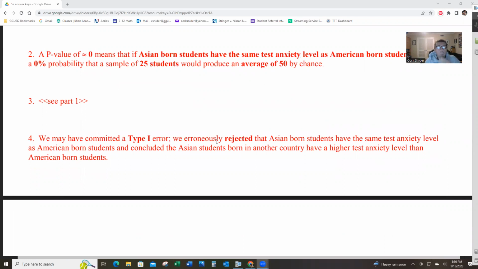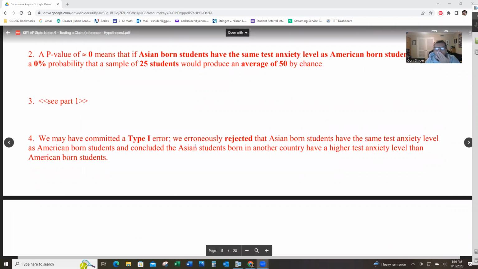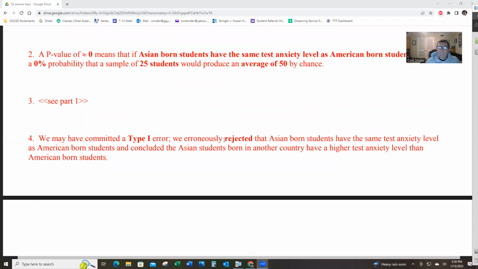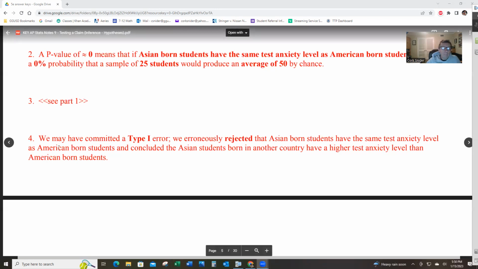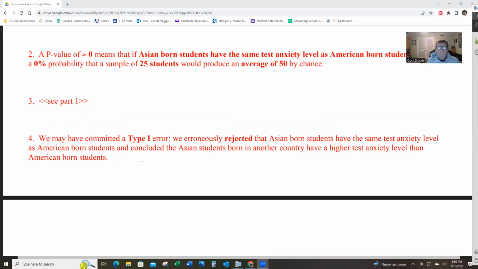Okay. So we may have committed a type 1 error, which is we erroneously rejected that Asian-born students have the same anxiety level as American-born students and concluded that Asian students not born in the country have higher anxiety than the American-born kids. We may have done that incorrectly. A type 1 error brings consequences.